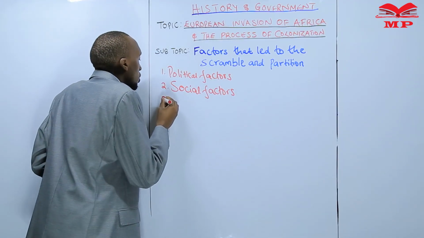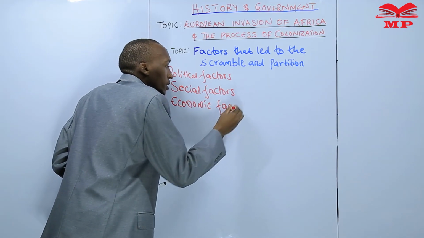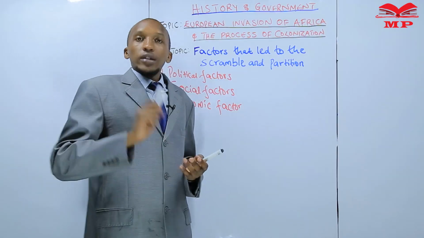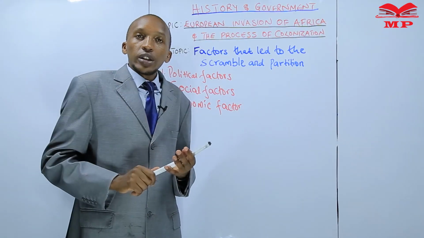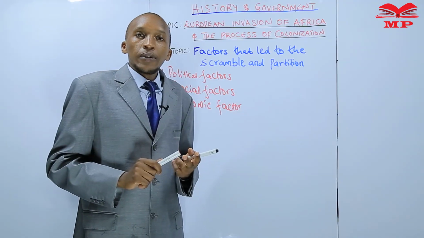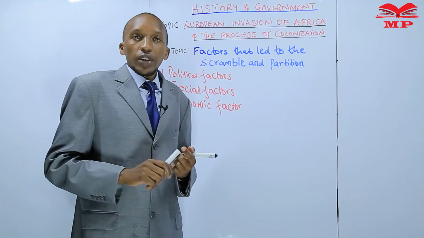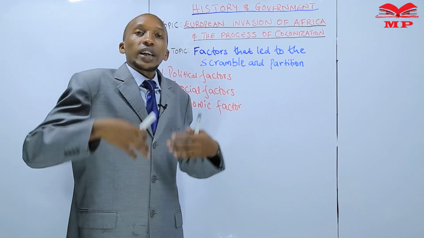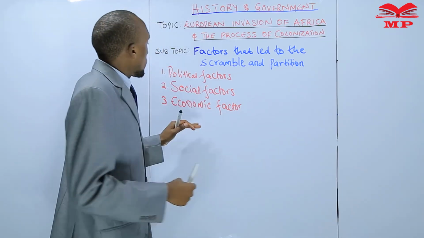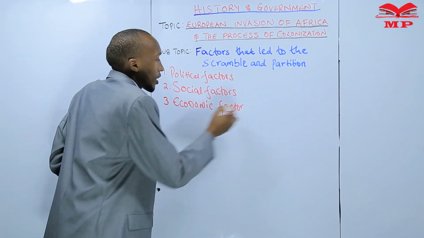And then number three, we looked at the economic factors. Can you remember what we discussed under economic factors? We mentioned trade. Apart from trade, we mentioned sourcing for raw materials. Very good. We mentioned finding a market for their goods. We mentioned industrialization. We also mentioned the mineral deposits that were found in Africa. That is just among what we mentioned.